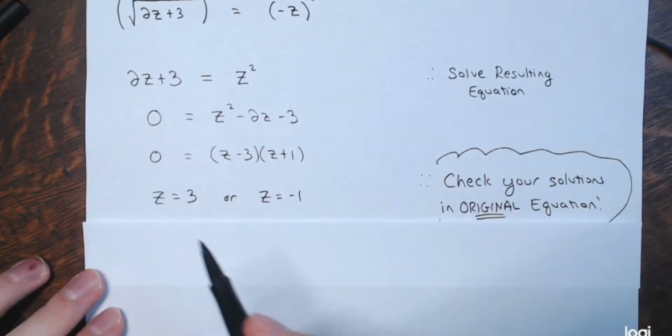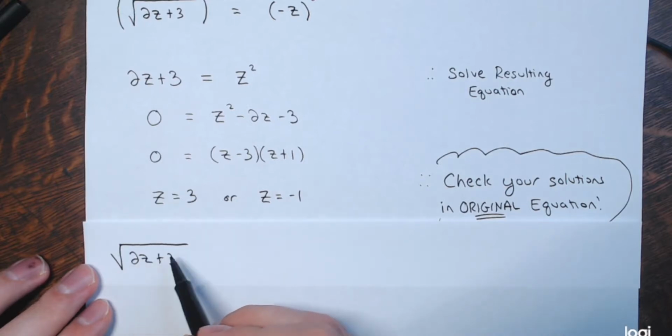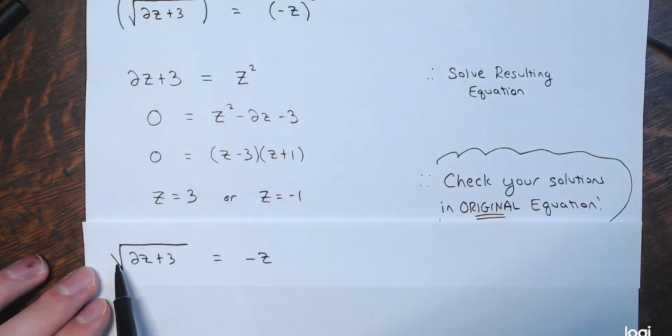So here was the equation again: the square root of 2z plus 3 equals negative z. Now remember, when you see this symbol, this is the positive square root symbol, not the negative one, so be careful.